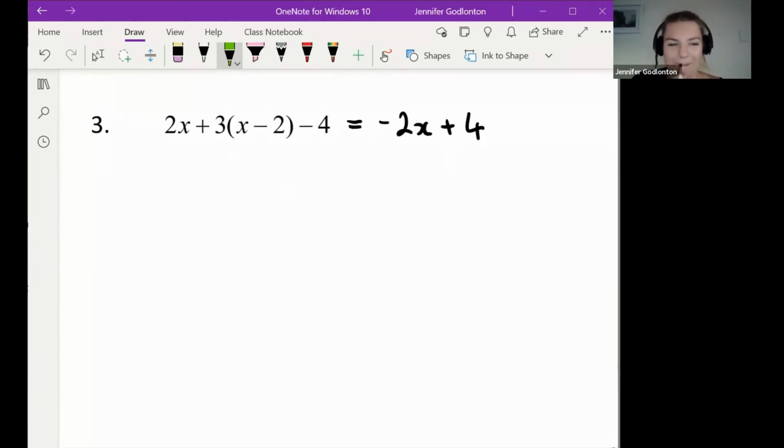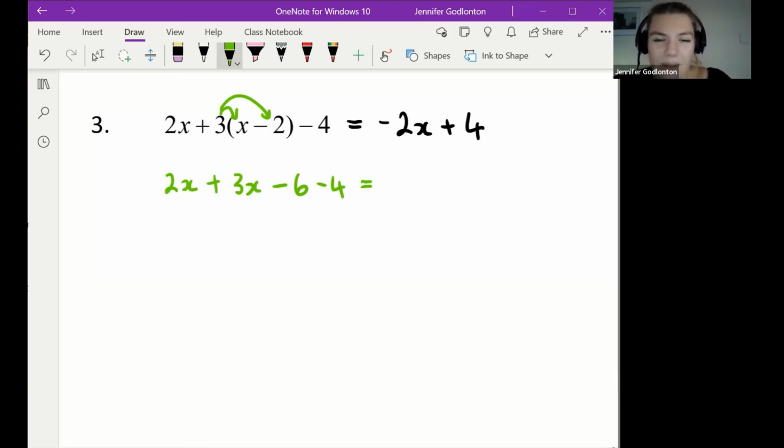Ma'am, but first, was it wrong if I multiplied the 3 inside the bracket? No, this 3 definitely does multiply it. Okay. Ma'am, so what I first did was multiply the 3 inside the bracket. Okay. So we said 2x plus 3x minus 6. Good. Tell me the rest of what that line's going to look like. Equals 2. Oh, don't forget the minus 4. Ma'am, and then it's going to equal negative 2 plus 4.